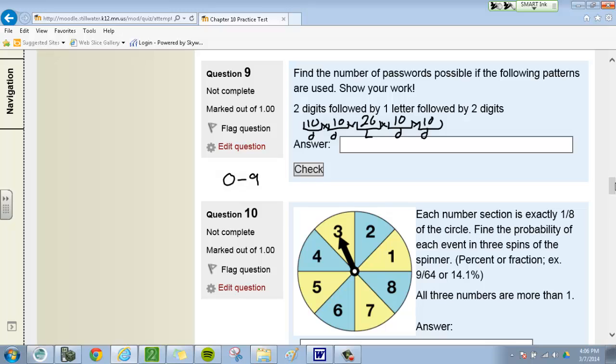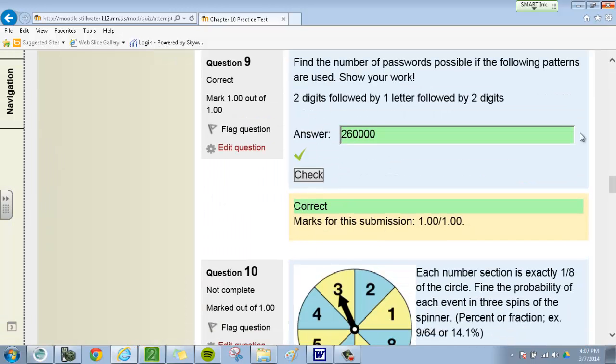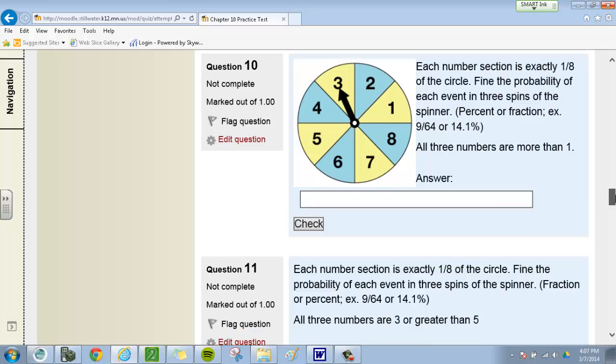If I do that, 10, 10, 10, that's 10,000. So 10,000 times 26 is 260,000, right? 260,000. Yeah, so if I put this in right... There we go. Okay, moving on to a spinner problem.